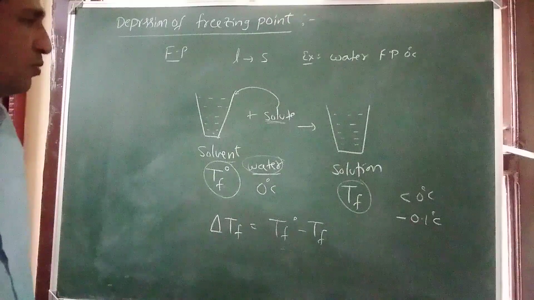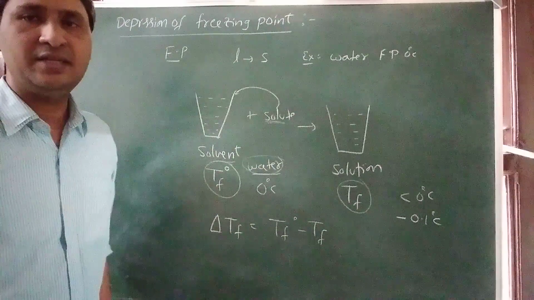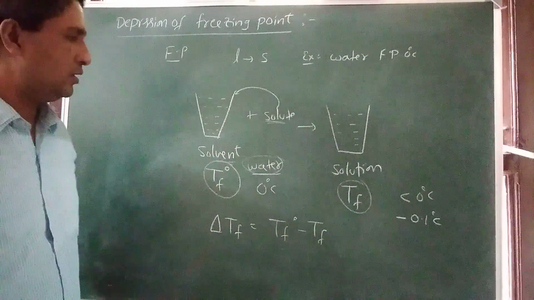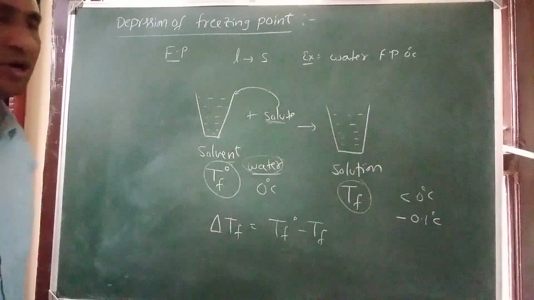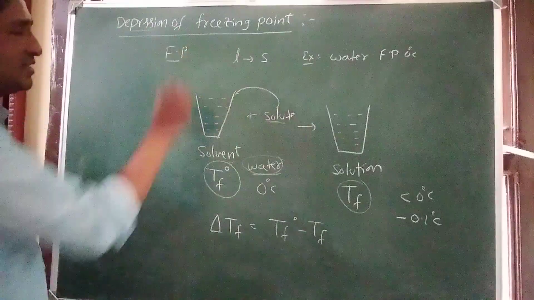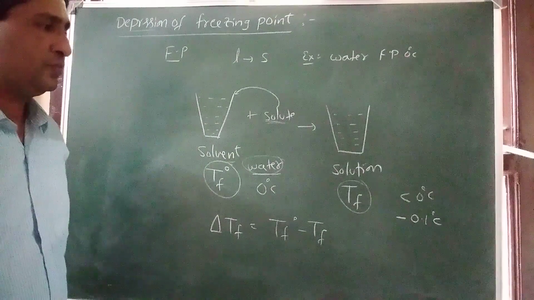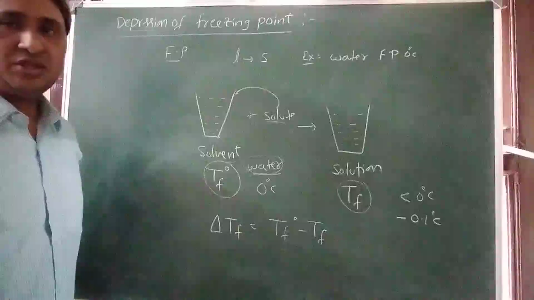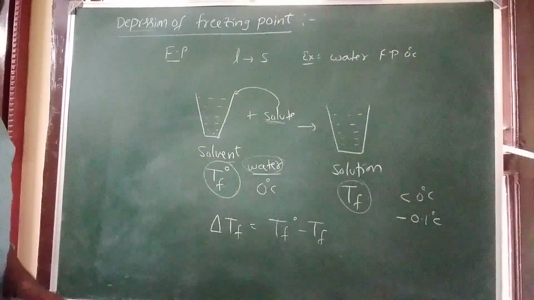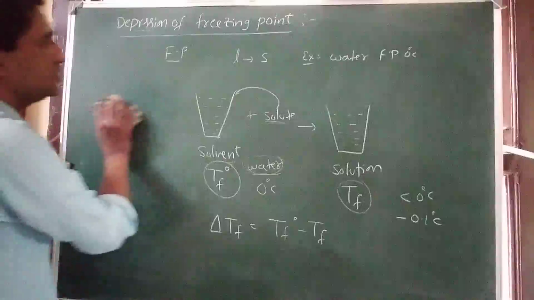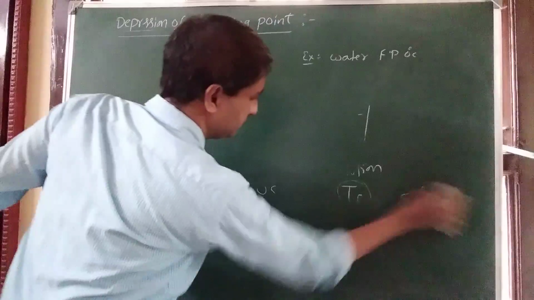In case of boiling point, from solvent to solution, boiling point increases. That is known as elevation of boiling point. In case of freezing point, it decreases, so it is known as depression of freezing point. Both depression of freezing point and elevation of boiling point are colligative properties, that means properties which depend on the number of solute particles.